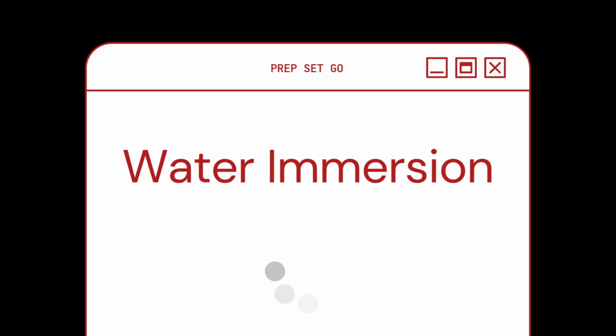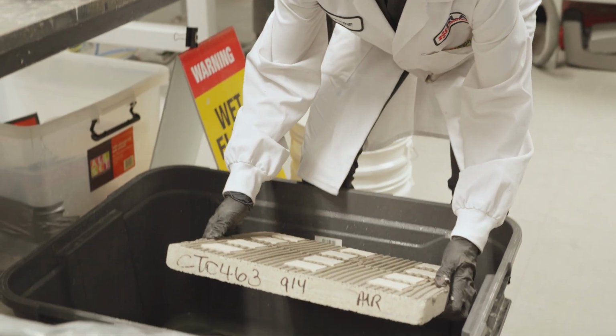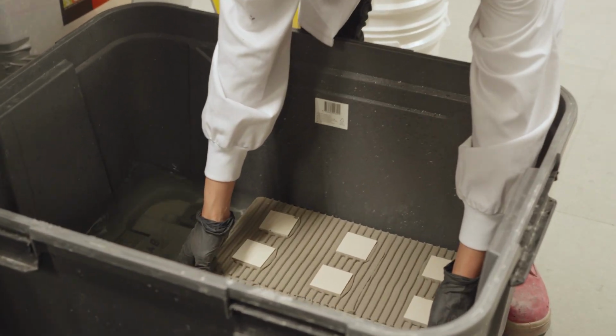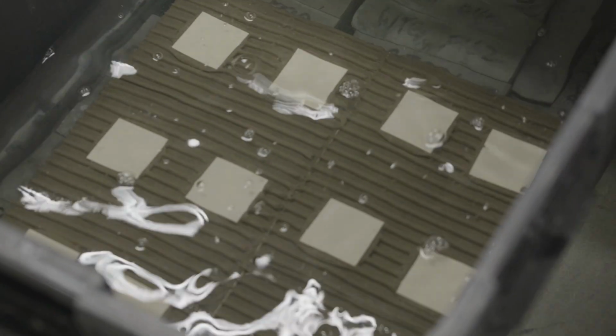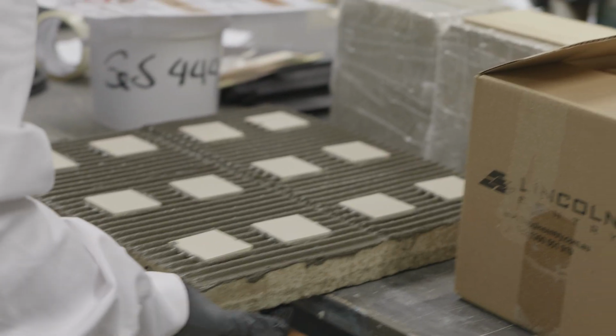Next is water immersion, which, as the name suggests, is used to measure the impact on the adhesive under fully submerged conditions. A tiled concrete slab is immersed completely in water for a set period, before a pull-off test is conducted and results measured.